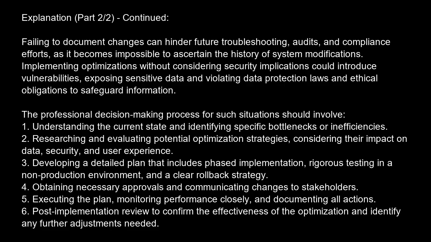The professional decision-making process for such situations should involve: 1. Understanding the current state and identifying specific bottlenecks or inefficiencies. 2. Researching and evaluating potential optimization strategies, considering their impact on data, security, and user experience. 3. Developing a detailed plan that includes phased implementation, rigorous testing in a non-production environment, and a clear rollback strategy. 4. Obtaining necessary approvals and communicating changes to stakeholders. 5. Executing the plan, monitoring performance closely, and documenting all actions. 6. Post-implementation review to confirm the effectiveness of the optimization and identify any further adjustments needed.